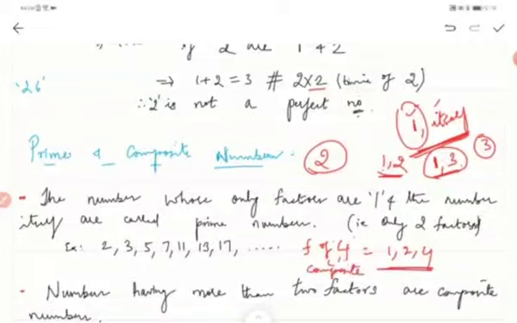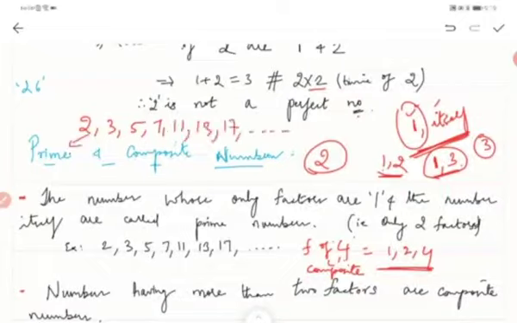So any number, if the factors are only 2, that is one is 1 and the other one is the number itself, then you call that number a prime number. Okay, and composite number is what? Other than the prime numbers, all the numbers will be composite numbers. So the numbers like 2, 3, 5, 7, 11, 13, 17 and so on are your prime numbers.